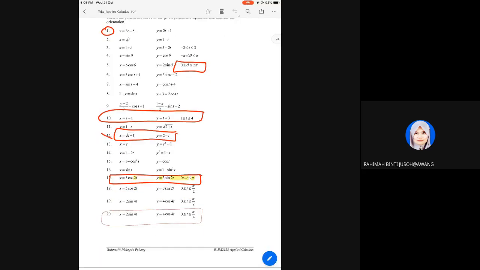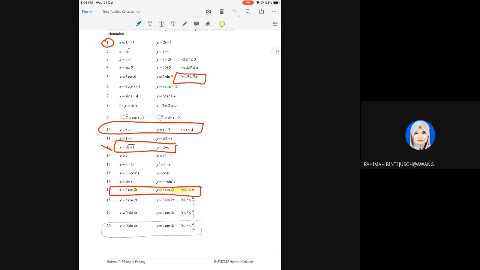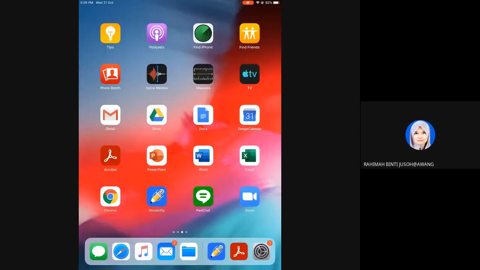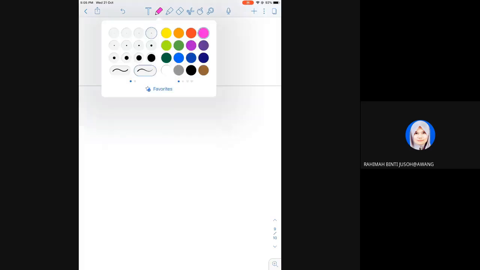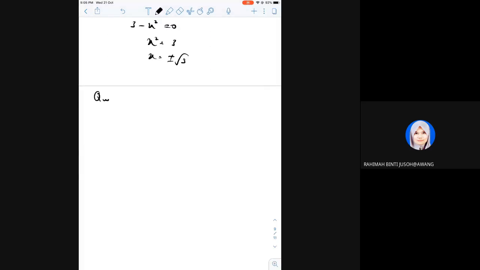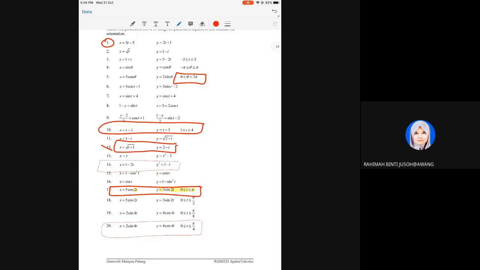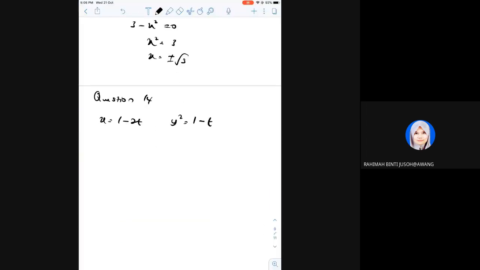Okay, one more question. Let's do question number 14. Before that, I want to do 1 minus 2t, 1 minus t. Question number 14: x equals 1 minus 2t, y squared equals, what was it? 1 minus t. Okay, now.